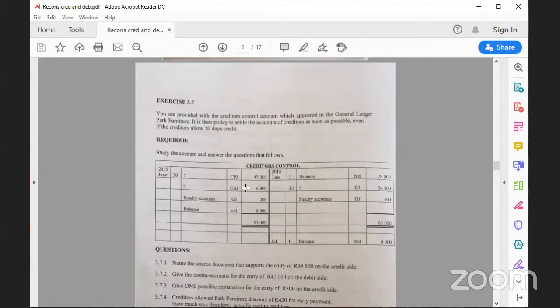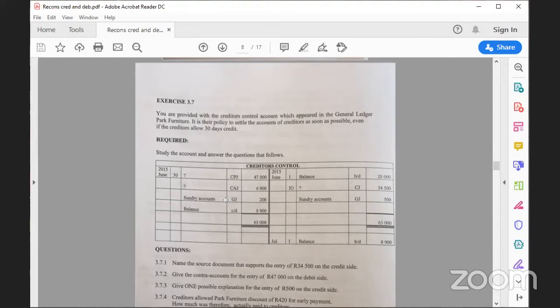So let's have a look. We have the creditors control account in the general ledger. What is given to us is my balance. Then we have our creditors control, right? All our purchases. You should know that this is just from your creditors journal. So all the purchases you made on credit, and then your CPJ, so the payments you made in regards to the creditors, and then what returns did you give.